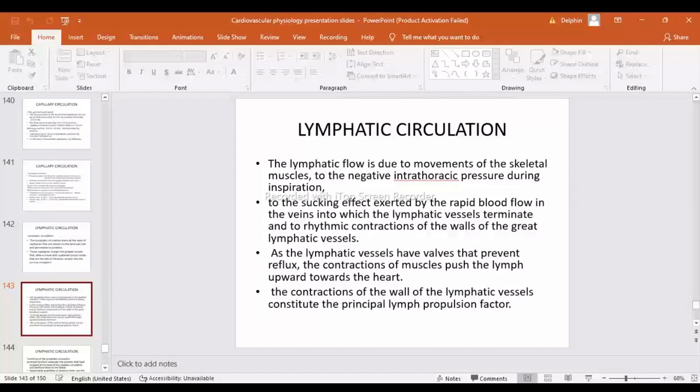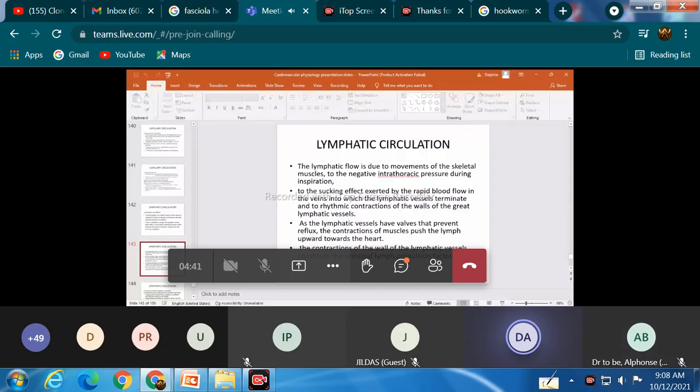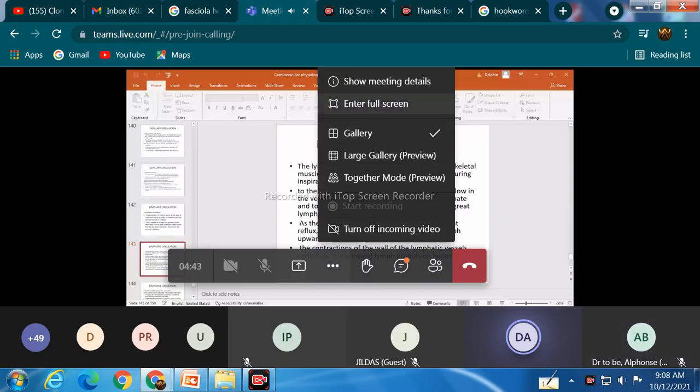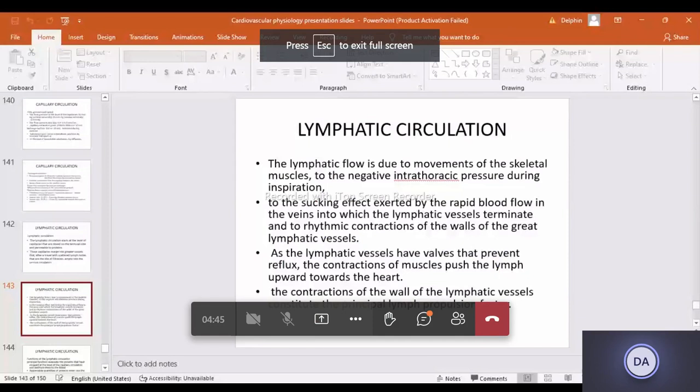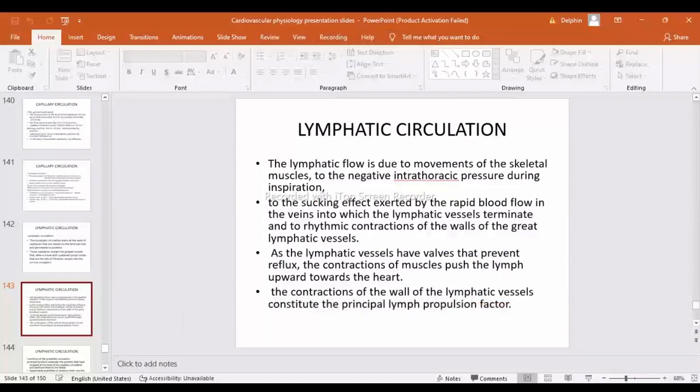Lecture. Yes. Can you help us with this obstruction? They can develop what? Non-pitting edema. Okay.